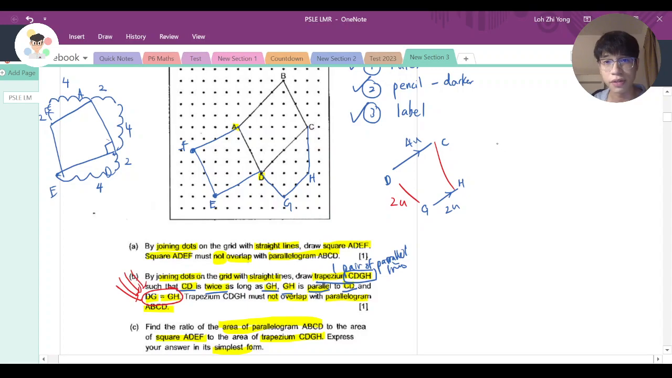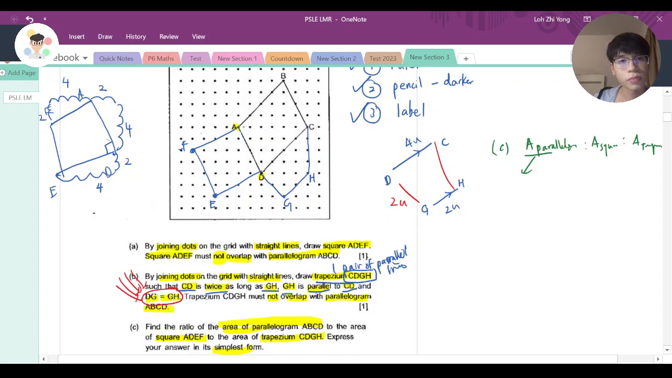So let me write here first. For C, I need to find the area of the parallelogram, the area of the square, and the area of the trapezium. So let's try to find the first one first. The area of the parallelogram is this, ABCD.